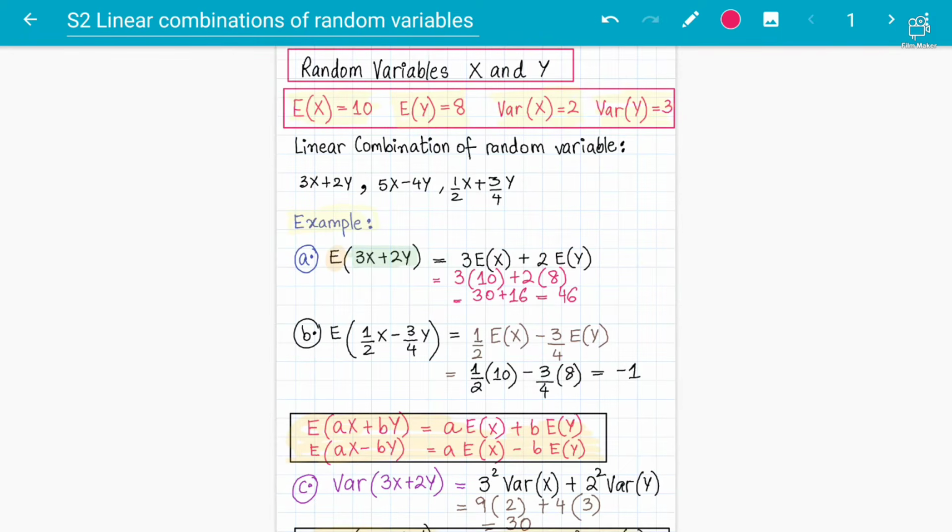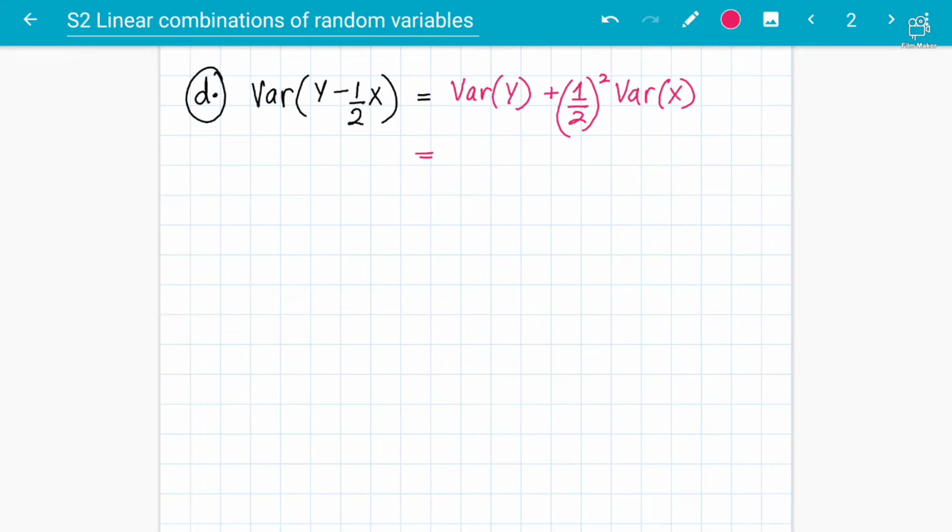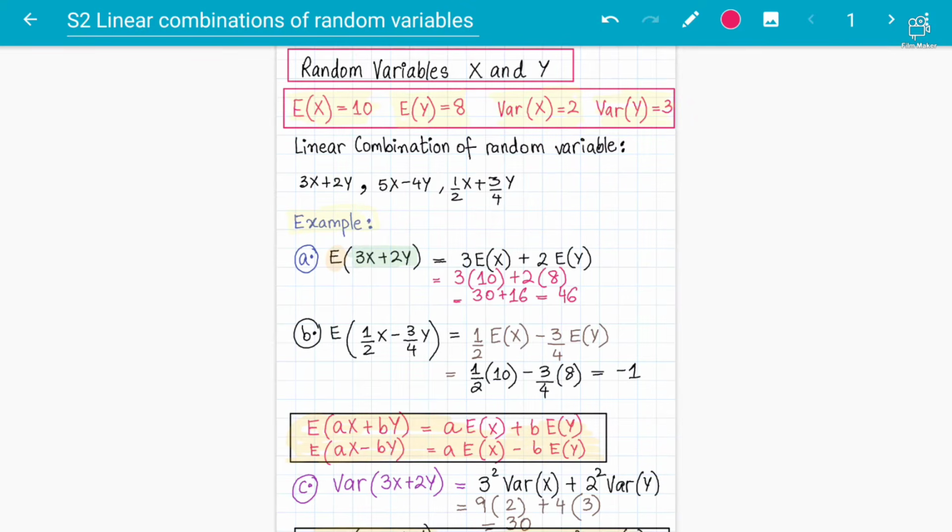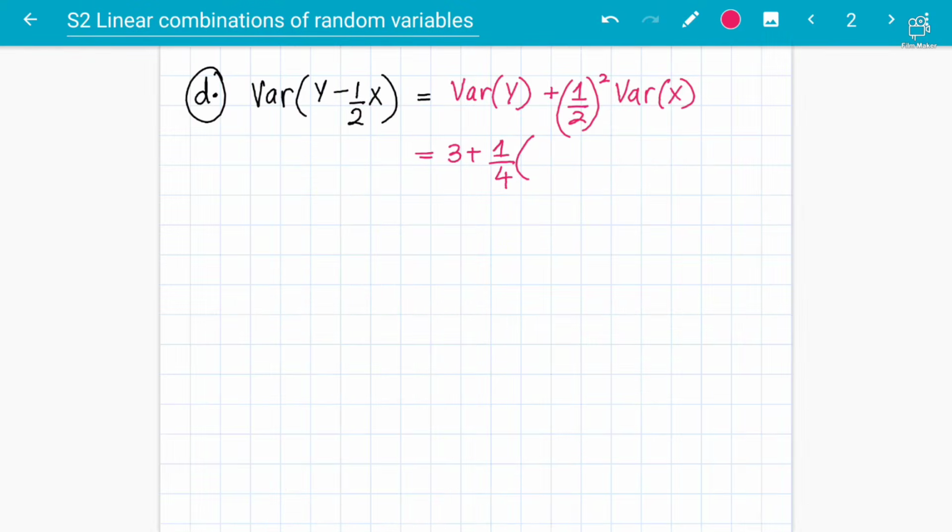What was the variance of y? It was 3, and then you have 1 upon 4 into the variance of x, that was 2. So here we go, it's going to come as 3 plus 0.5. It's going to come as a variance of 3.5.